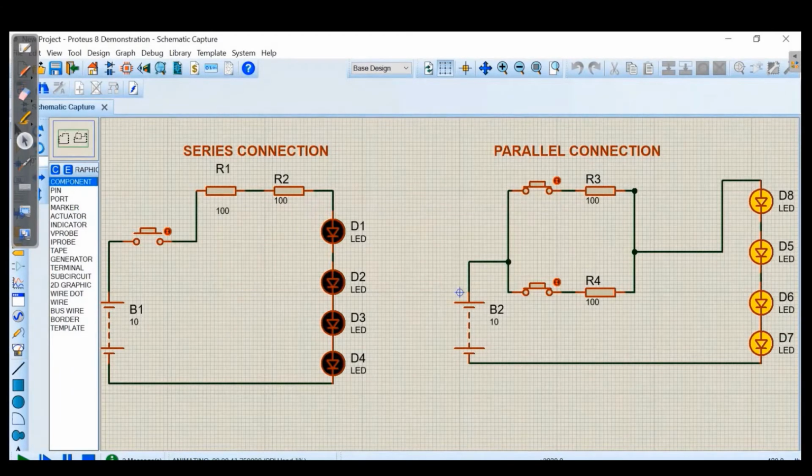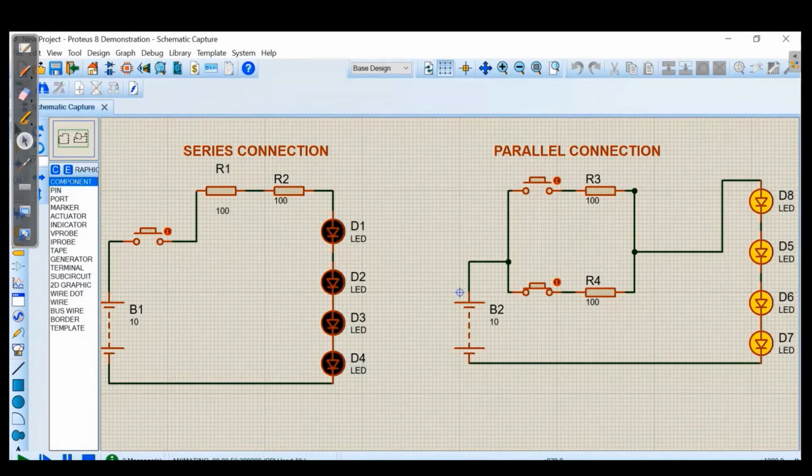Just look at the parallel side. What happens if a switch is pressed? If one switch is on and another is off, nothing happens. The LED is still lit. That means we can control the flow of current by using the two switches. That means current can flow in two different ways, through R3 and through R4. I think all of you are familiar with this small experiment.